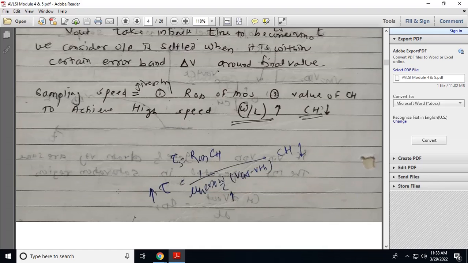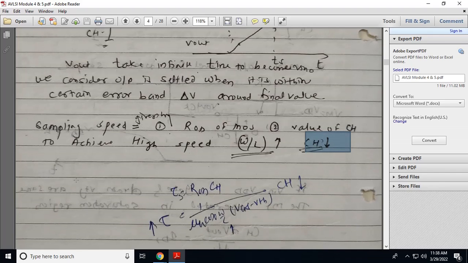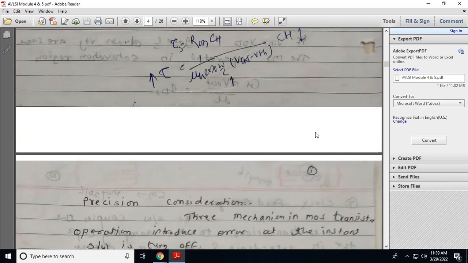To increase the speed, to get high speed of conversion where the output is equal to the input, we have to increase the W by L ratio and decrease the Ch value. So to reduce the T value and increase the speed, we increase the W by L ratio and decrease the capacitor value.